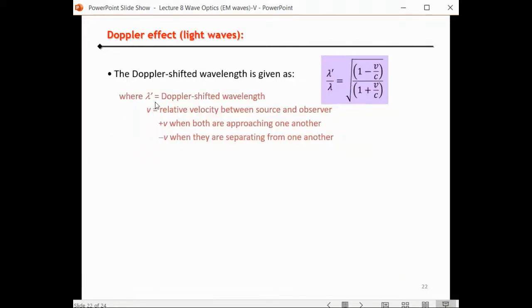If lambda prime is the Doppler shifted wavelength and v is the relative velocity between the source and the observer, then the Doppler shifted wavelength lambda prime will be given by the root of 1 minus v divided by c, divided by 1 plus v divided by c, multiplied by the original wavelength. V would be positive when the source and the observer are approaching each other, and it will be negative when they are separating from each other.